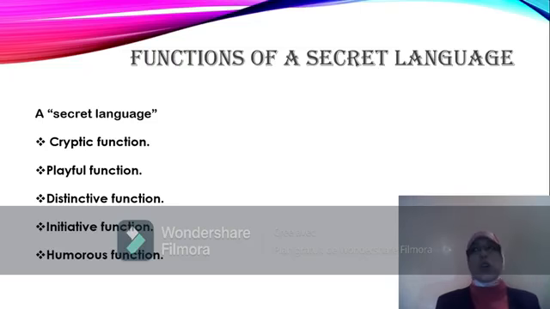And finally, we can talk about humorous function. So here in humorous function, simply we have to note that sometimes this secret language is adopted to make fun of some people. Yeah, this is the truth. Some people cannot understand the message which is transmitted by the speaker who describes it in obscene terms. So this is why we need to reveal some examples of secret languages and to decode, if you want, their secret meaning.